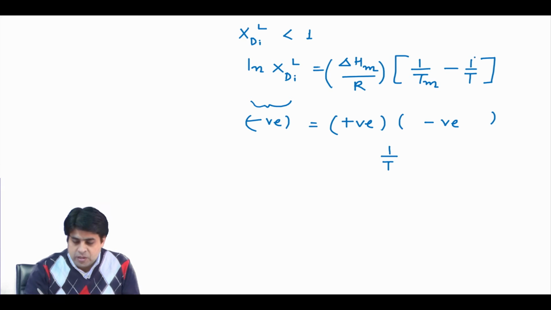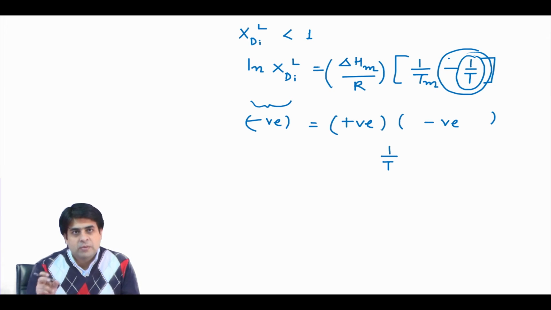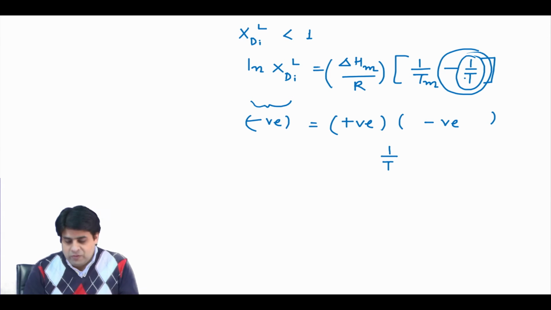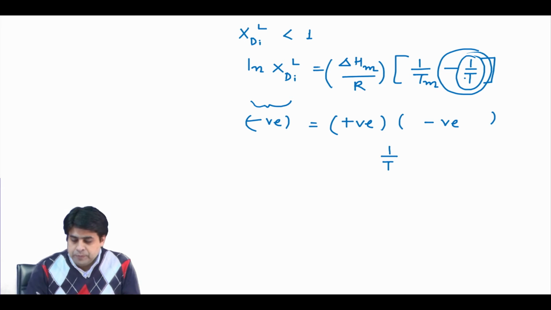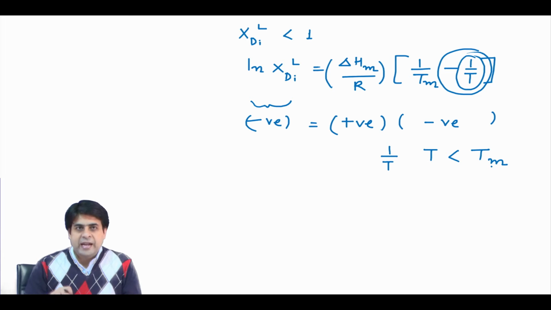So, if this term is negative, in that case we will have a negative value. Okay. And how can we get this term negative? When we have a very small temperature, when the temperature is very, very small. So, it means that your T should always be less than T m. Okay. When your T is always less than T m, in that case the mole fraction of diopside in liquid will always be less than 1.